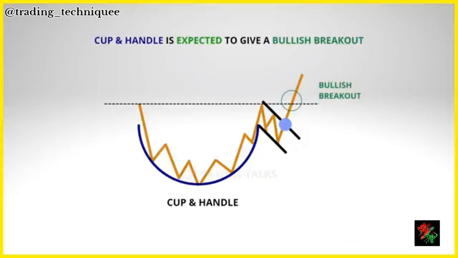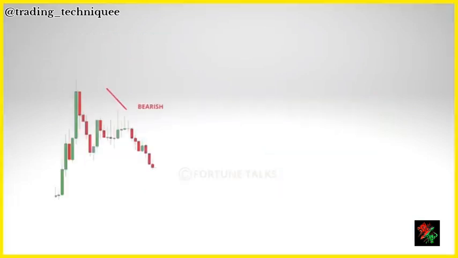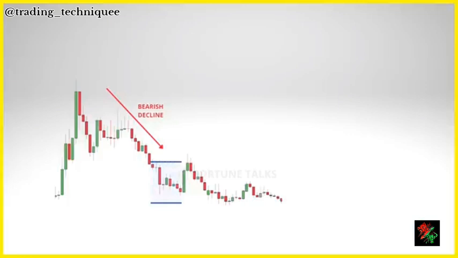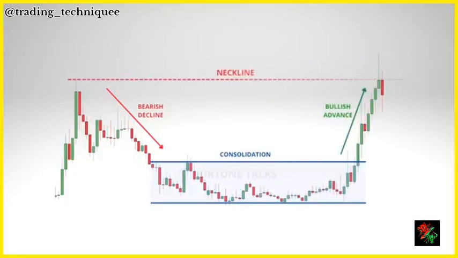Now let's dive into the finer details. The pattern comprises two parts, as the name suggests, a cup and a handle, and also a neckline which will act as the resistance. The cup forms after a bearish price decline, which is followed by a period of consolidation with smaller or weaker candles that show signs of the market bottoming, after which the price makes a higher high towards the resistance, which indicates that the bulls are taking over from the bears gradually.